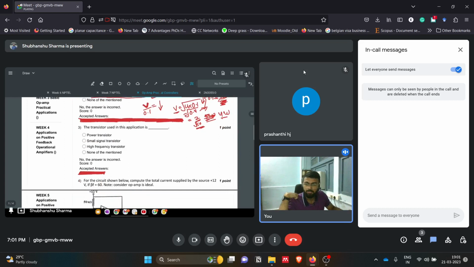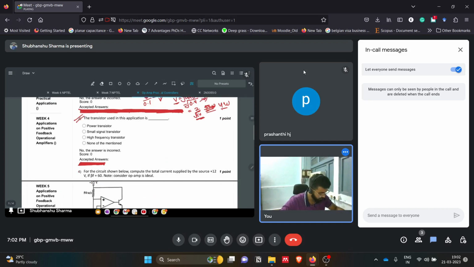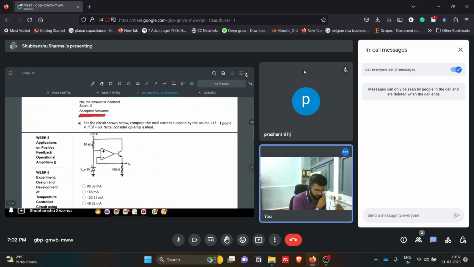Now moving to the third question, the transistor used in this application is, I think, very simple. Since we're talking about the power dissipation factors, we need transistors which can withstand a large current. So you can go and check which type of transistor can withstand large current. I think it's very straightforward. The next question, fourth.